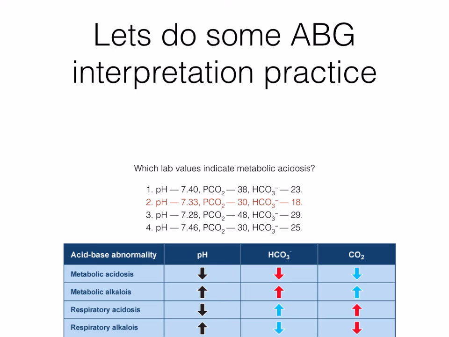First, whether the condition is acidotic or alkaline, and then you go and look at the carbon dioxide and bicarbonate, and where the trend is going towards high side or low side. So you need to know the normal range for pH, bicarbonate, and carbon dioxide. Let's go to the next slide.